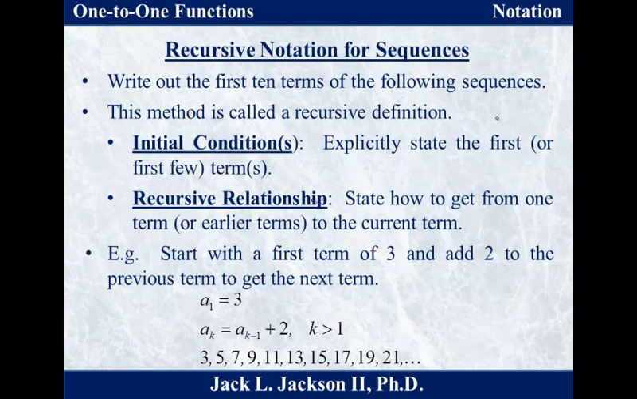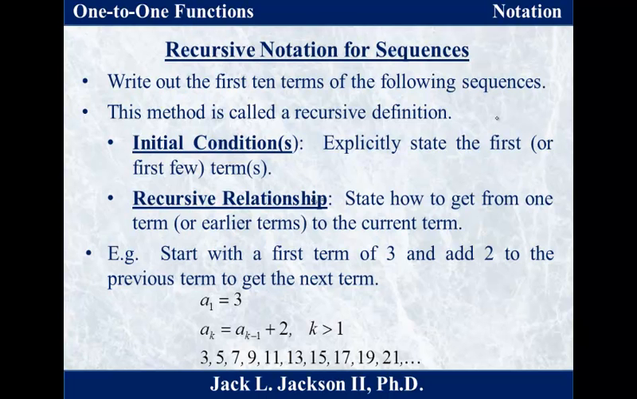It's kind of like climbing a ladder. The initial condition tells you how to get on the first rung of the ladder, and then the recursive relationship tells you how to climb from one rung of the ladder up to the next rung. So, for example, if we want to start with the first term of 3 and then add 2 to each previous term to get the next term, that would be one way to do it.